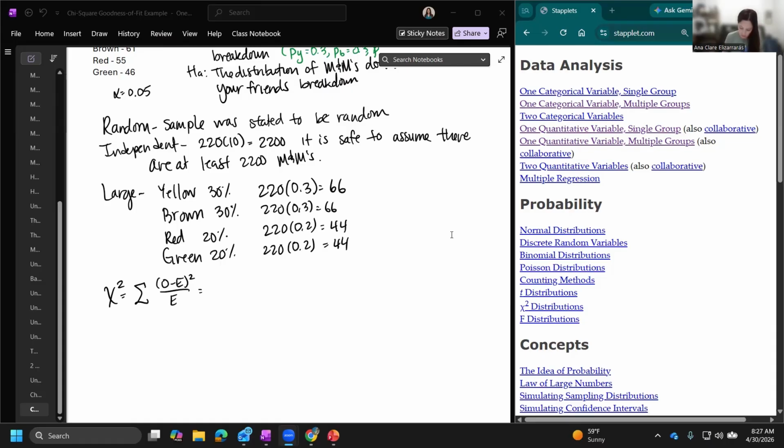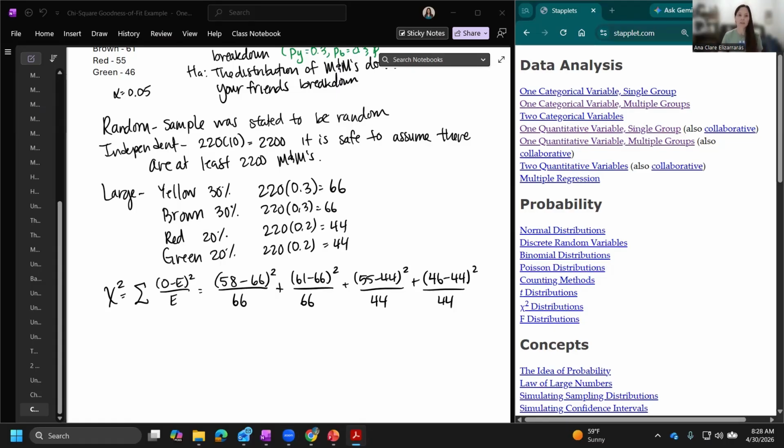So for the first yellow, we observed 58 M&Ms minus what we expect of 66, squaring it to make it positive, dividing that by 66. For brown, we observed 61 minus 66 of what we expect, squared divided by 66. Plus red, we observed 55 minus 44 of what we would expect, squared over 44. Plus green, we observed 46 minus 44 squared over 44 of what we would expect.